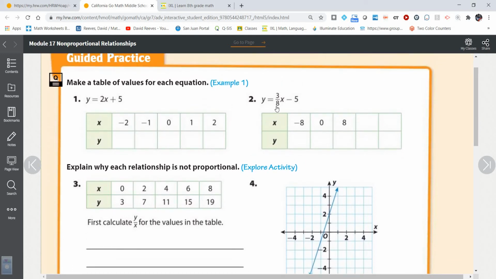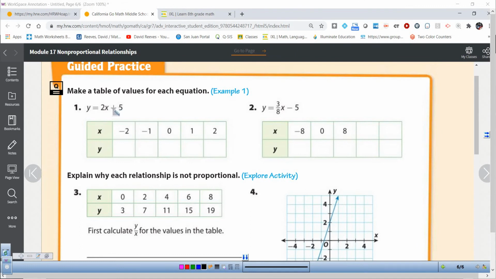Make a table of values. This is like what we've been doing, right? So they give us this equation. Again, I can look at each of these and see they are non-proportional. Remember, y equals kx is going to be proportional. y equals mx plus b is going to be non-proportional.